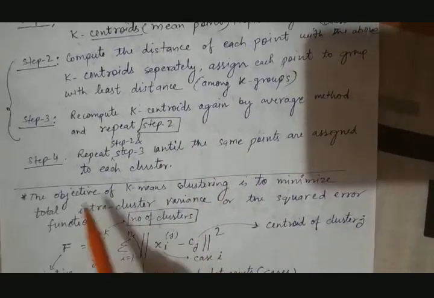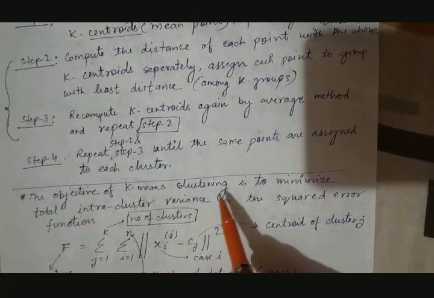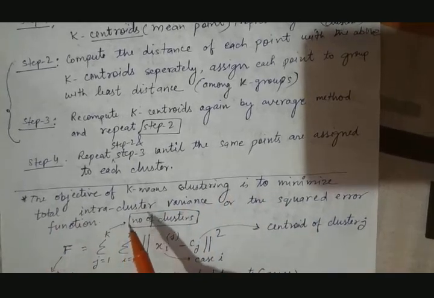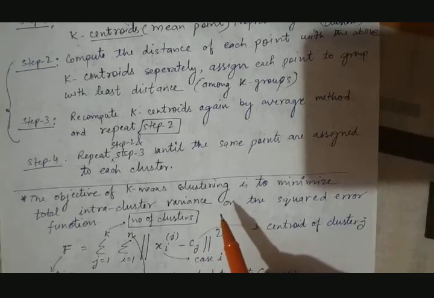This is very important about K-means clustering: the objective of K-means clustering is to minimize the total intra-cluster variance, or the squared error function.